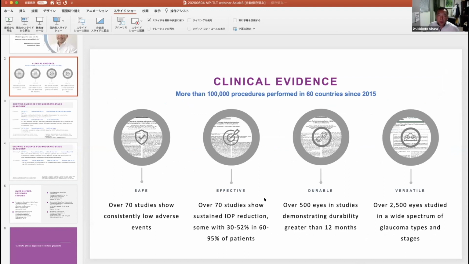Okay, I want to do this. As you know, clinical evidence shows over 70 studies with consistently low adverse events and sustained IOP reduction, around 30 to 50% in 95% of patients. And over 500 eyes in studies demonstrate durability greater than 12 months. Also, over 2,500 eyes have been studied in a wide spectrum of glaucoma types and stages.